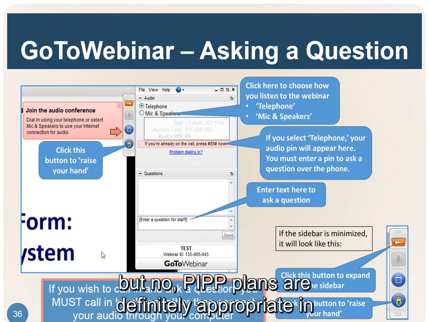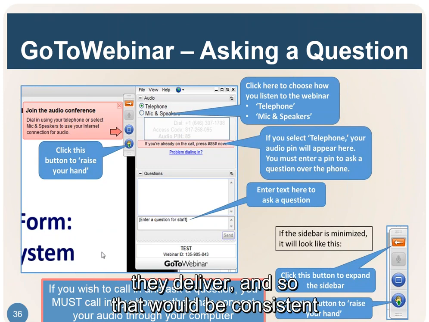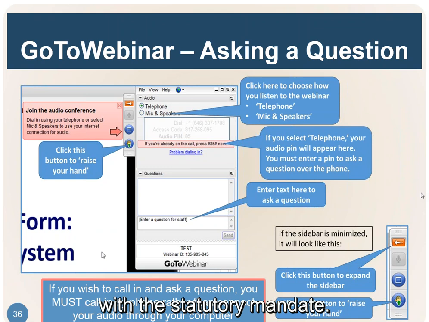But no, PIP plans are definitely appropriate in that the lower the income household, the higher the benefit that they deliver. And so that would be consistent with the statutory mandate.